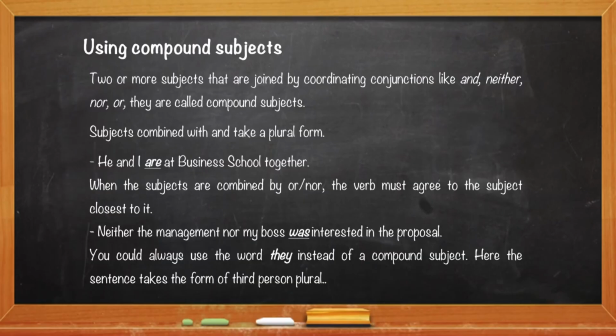Now, again rule, using compound subjects. When two or more subjects are joined by coordinating conjunctions like and, neither nor, either or, they are called compound subjects, and subjects combined with and take a plural form. He and I are at business school together. Generally, we do not say I are at IIT. I am at IIT. He is at IIT. But together, he and I are at business school together.